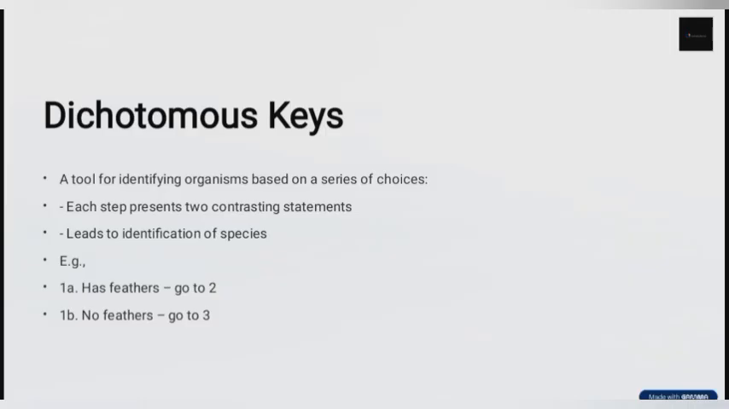So this two is what is used to identify an organism based on asking simple questions. Now, each step presents two contrasting statements, and then it helps us to tailor down that organism to their species level.